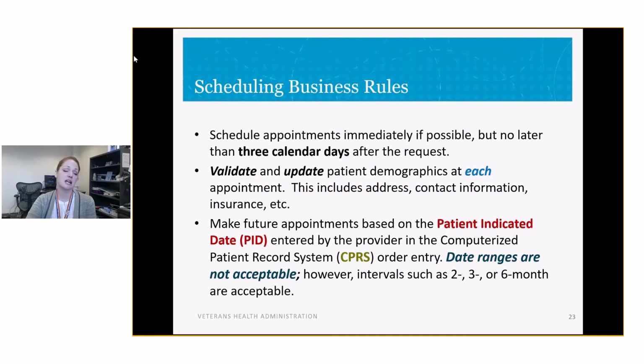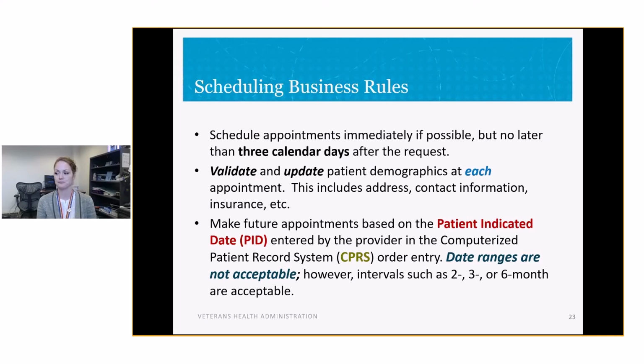So how do our scheduling business rules work? What are the rules? Well, generally, the rules are that we schedule appointments immediately if possible, but no later than 3 calendar days after the request. So if an order is put in, we try to schedule that as soon as possible. Does it always happen? Do RTCs sometimes sit on a list and we don't get to them for several days because we're just that backed up? Absolutely. But the goal is we're supposed to try to reach out to people within 3 calendar days after the order is entered.